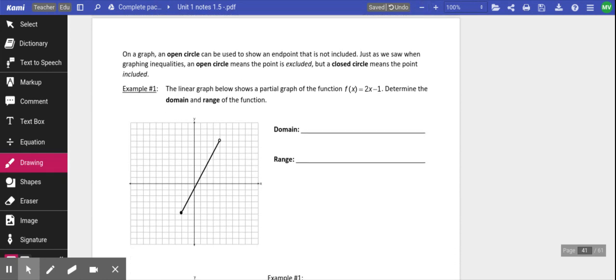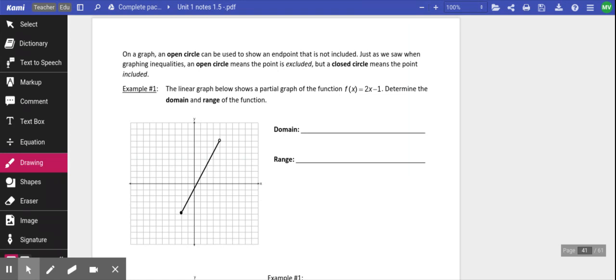On a graph, an open circle can be used to show an endpoint that is not included. Just as when we saw graphing inequalities, an open circle means the point is excluded, but a closed circle means the point is included. So that's like when it's really, really close to that value, but not exactly that value.